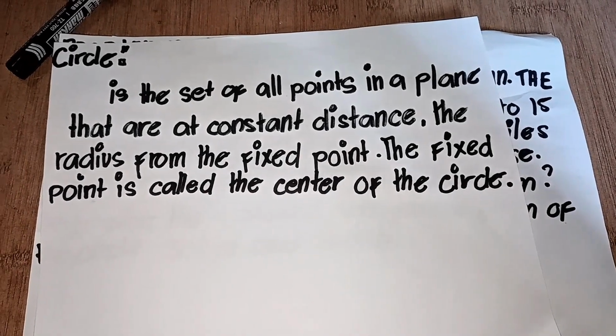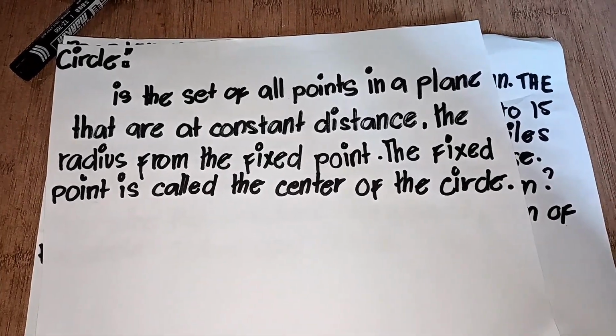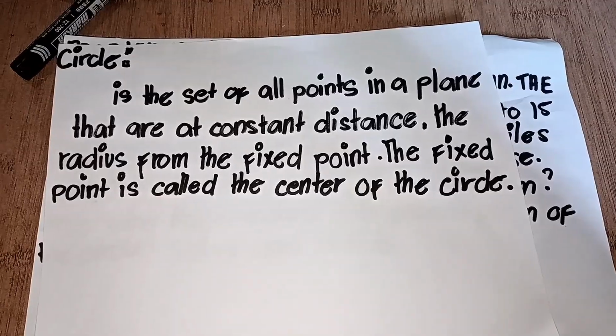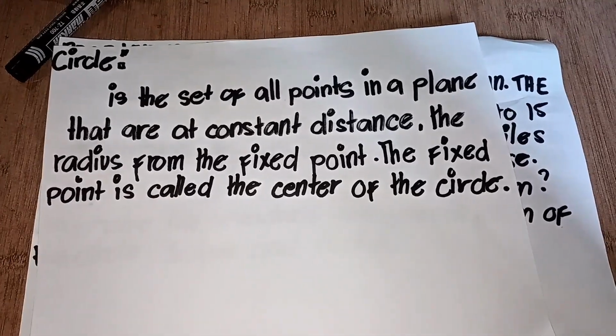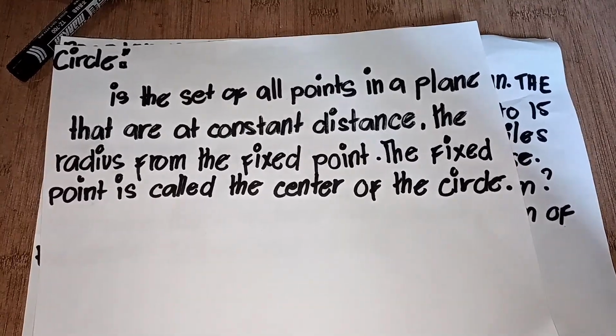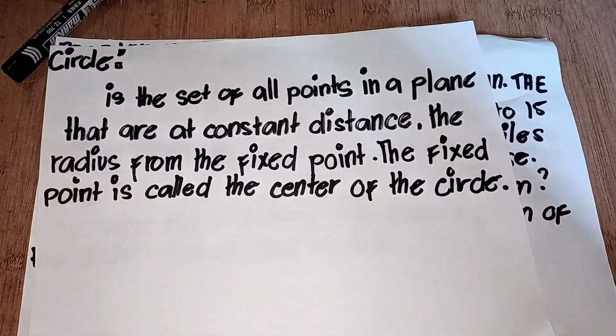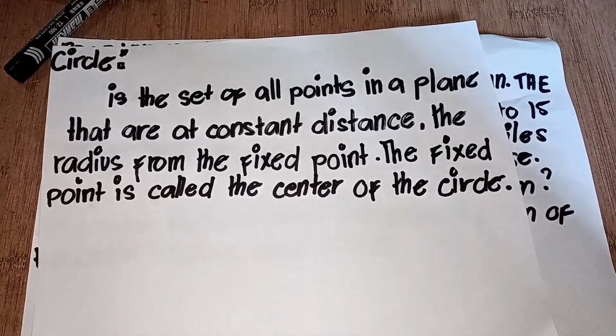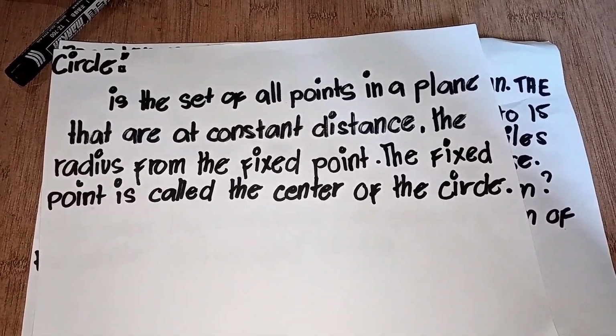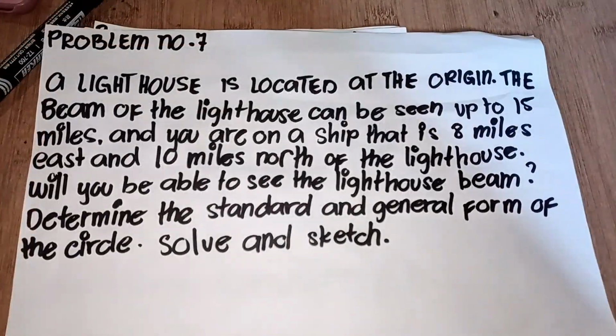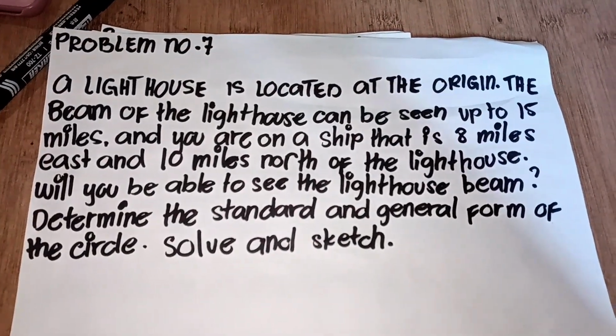So today we are going to discuss all about circles. A circle is a set of all points in a plane that are at a constant distance, the radius, from a fixed point. The fixed point is called the center of the circle. So here we have problem number 7.